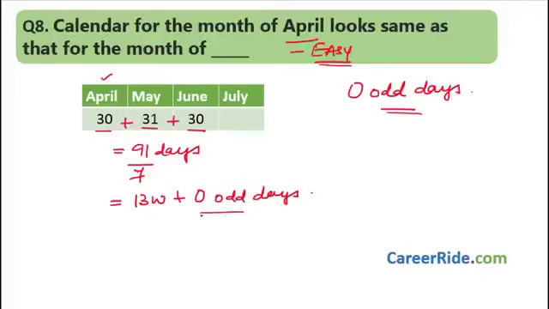Now that there are 0 odd days, the calendar is ready to repeat, which means the calendar for the month of April will be same as that for the month of July, because at the end of June there are no odd days. Between April and after June there are no odd days. So the calendar for the month of April will be same as July, right? So this is again a very simple thing, and you can solve these type of questions very easily going by the logic of 0 odd days.